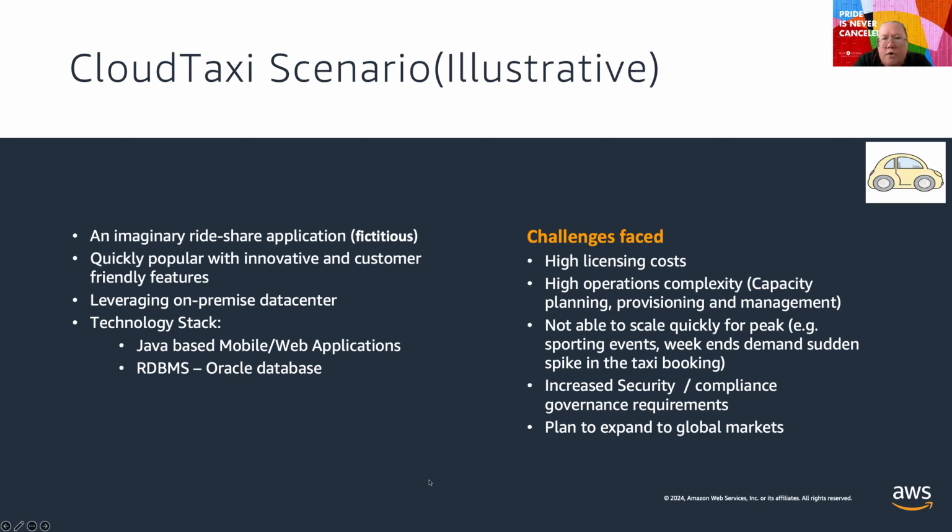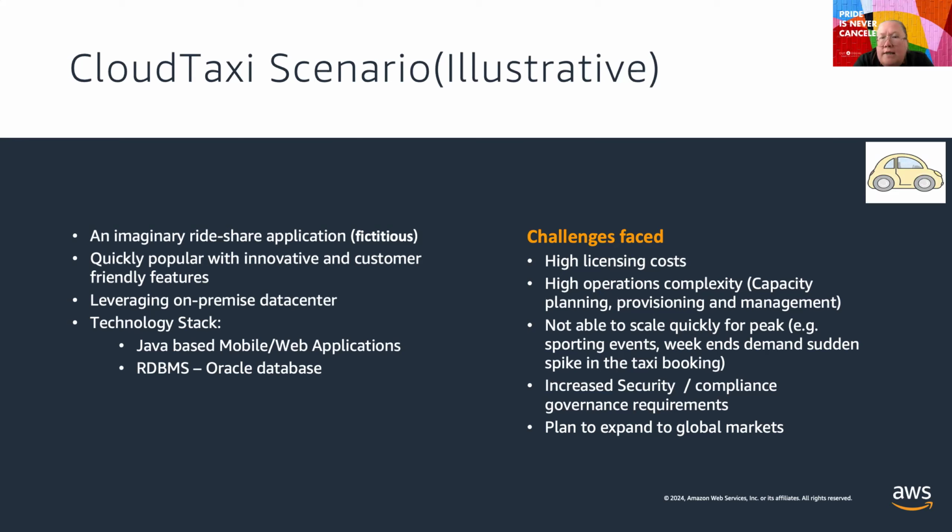So the customer shares with us that they have challenges like high licensing cost. So they are paying a lot for the licensing. They might also have high support costs that are vendor specific. Then they mentioned that they have high operations complexity. So capacity planning, because they are on-prem, they need to do their hardware purchases, renewals, etc. Provisioning new servers and managing the new servers.